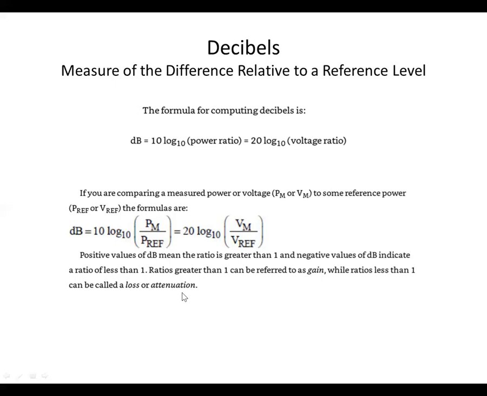The other thing to keep in mind is if you measure the power and you calculate the decibels at a certain level, and if you double the power, the decibel reading goes up 3. So 3 decibels is doubling the power. After you work with it a little bit, that may make a little more sense.